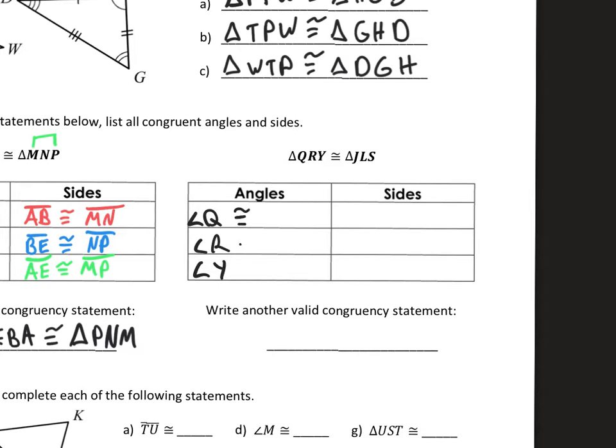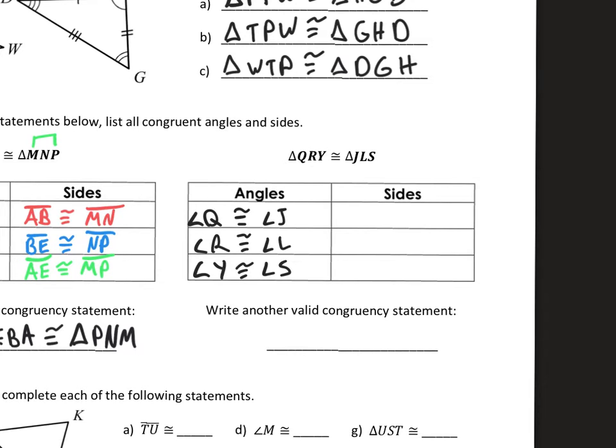And I know those will match up with J, L, and S in the second triangle in order. So Q is first, J is first, J, L, and S. It's the fastest way I know of to do that. All right, now for the sides.